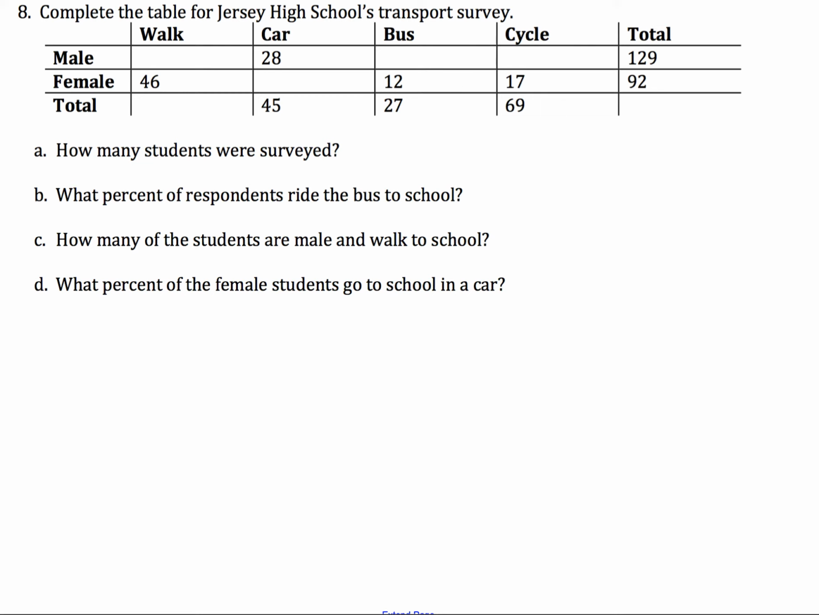Number 8, you're going to complete the table and then answer 4 questions about it. Please read them carefully. What is it asking? Is it asking of students, of female students, of those that ride the bus? It tells you what you'll need to divide by.